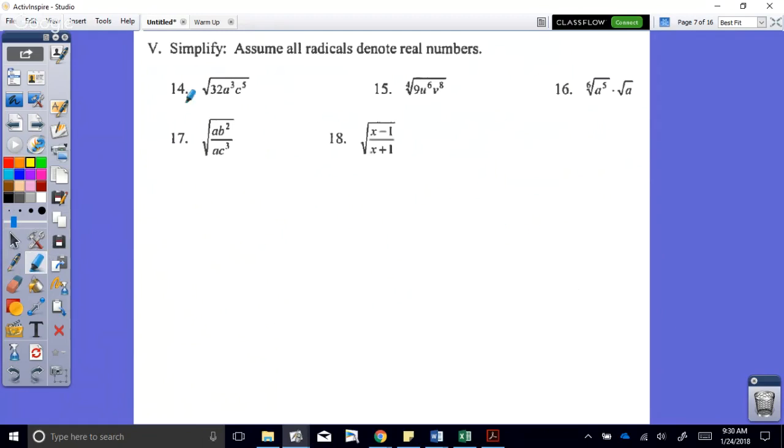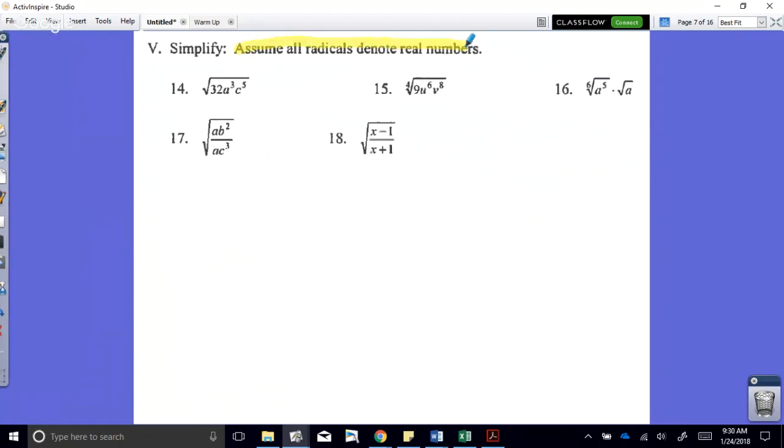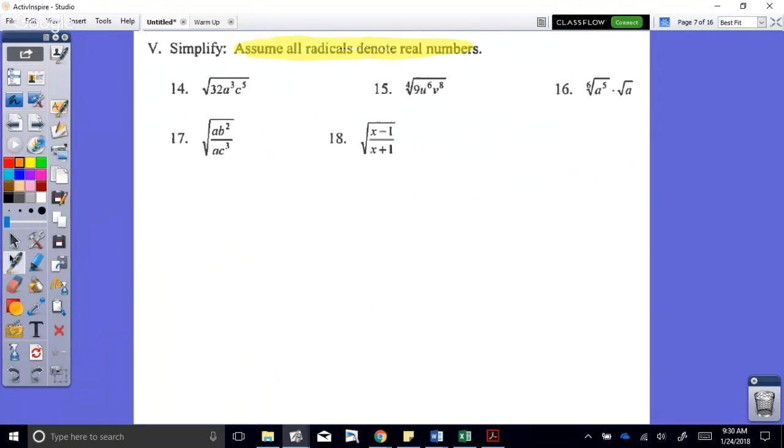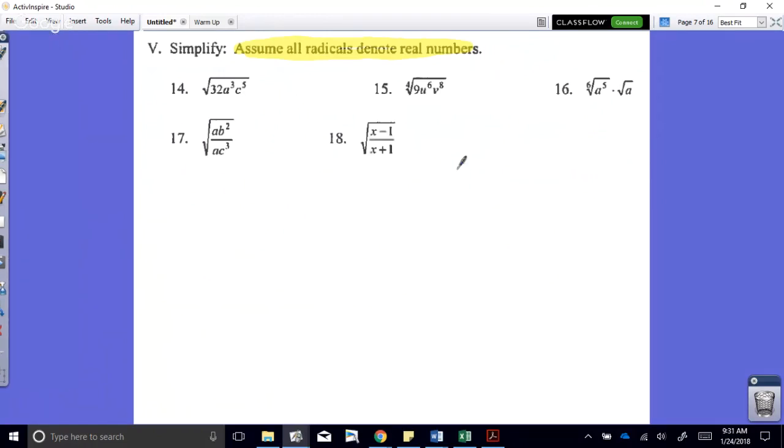Okay, so we're going to look at a couple of these, maybe not all of them. Notice it says assume all radicals denote real numbers. All that tells me is that I do not have to worry about absolute values on these problems. I'm going to start with 15.